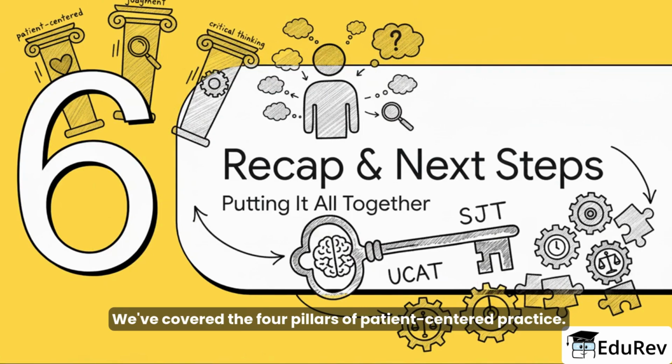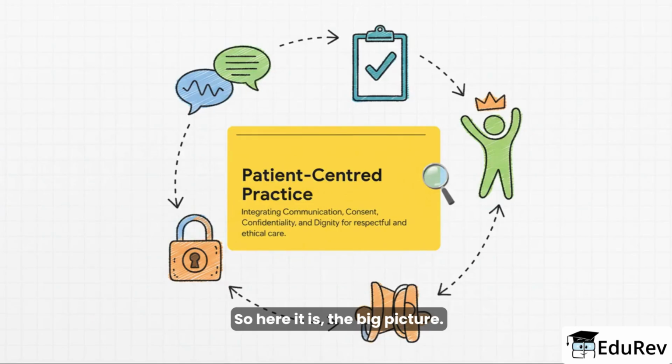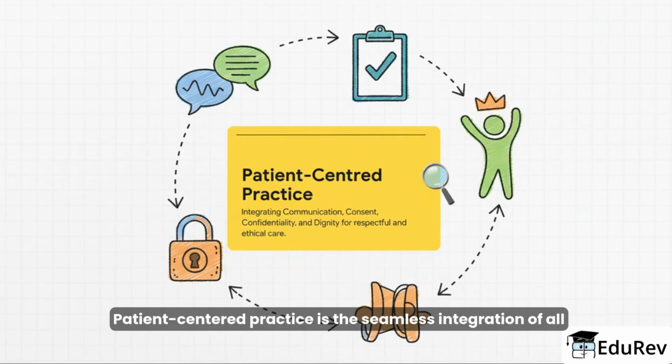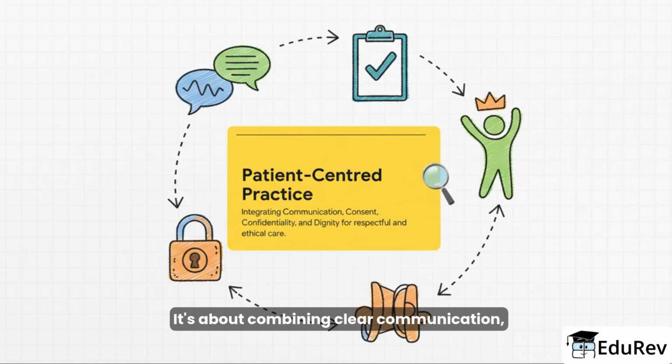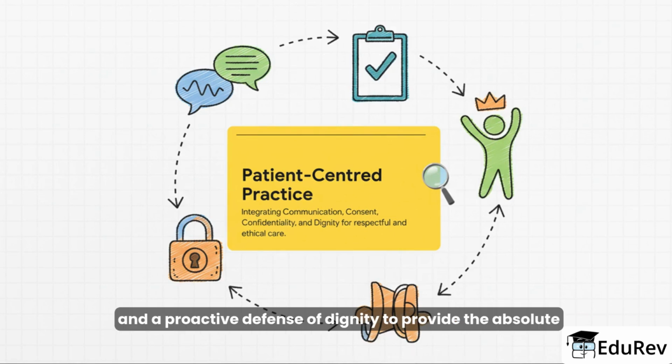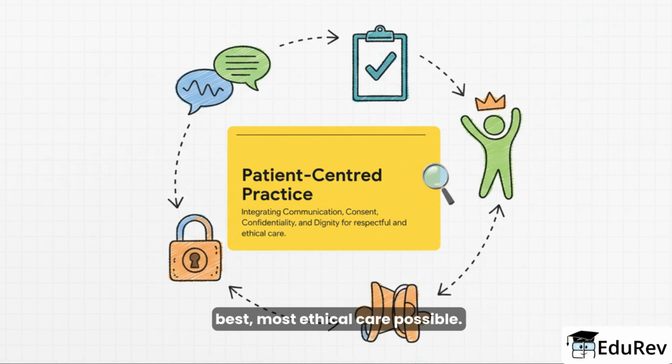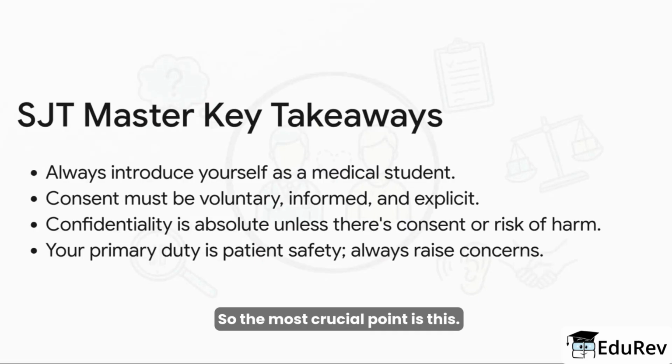Okay, deep breath. We've covered the 4 pillars of patient-centered practice. Now let's bring it all together and see how this framework is going to help you completely ace the situational judgment test. So here it is, the big picture. Patient-centered practice is the seamless integration of all 4 of these pillars. It's about combining clear communication, valid consent, strict confidentiality, and a proactive defense of dignity to provide the absolute best, most ethical care possible.